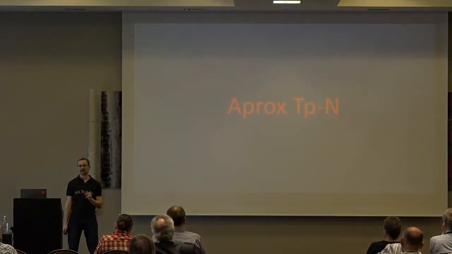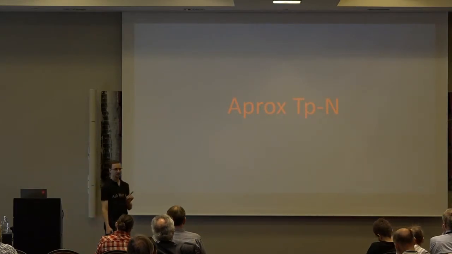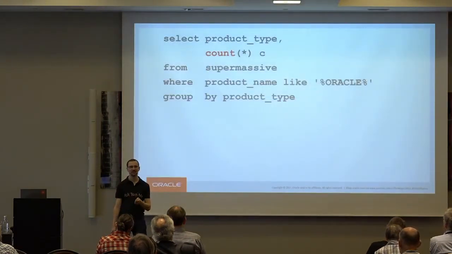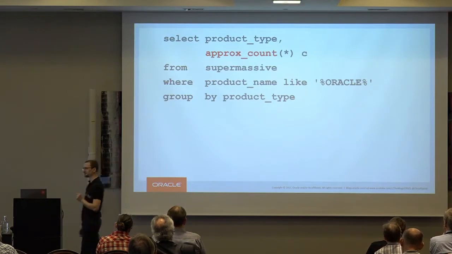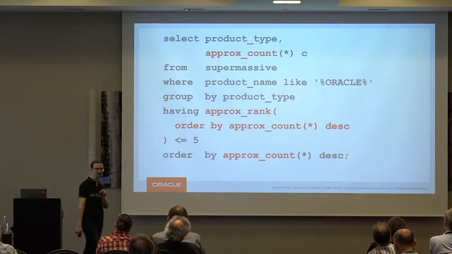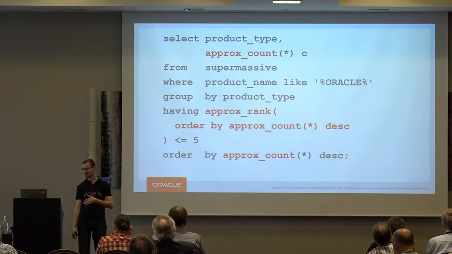So in 18c, we've introduced approximate top-N queries. This is a way around this problem. So now, instead of a count star, you can do an approx count star. But there's a bit more to it than that. You also have to include this having clause. Like I say, it's an approximate top N. So we're limiting it to the first 5 rows for each count. And how does that help us?